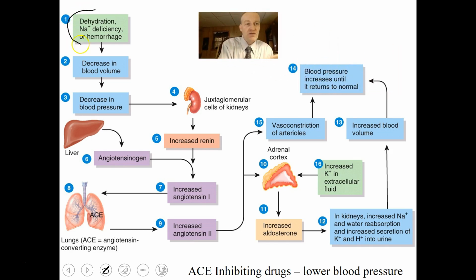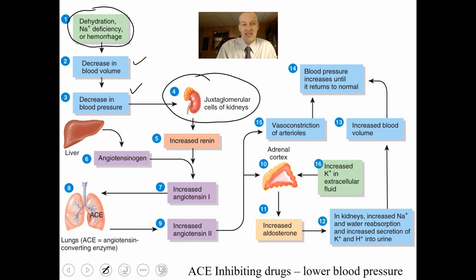So if you find yourself dehydrated and sodium is deficient, or you've been stabbed and you've lost a lot of blood, loss of sodium, dehydration and hemorrhage all will decrease your blood volume. This decrease in blood volume will decrease your blood pressure. We have sensors in the kidney that can sense a decrease in blood pressure, and they will increase the production of this enzyme called renin.